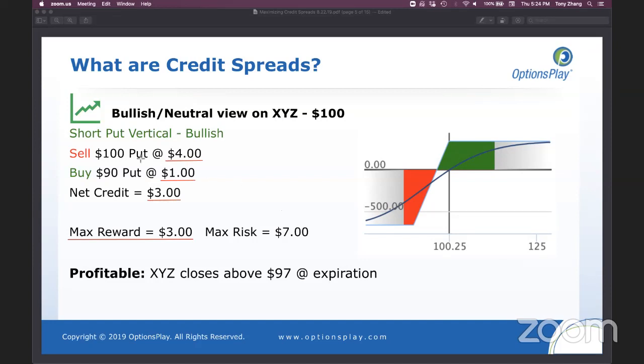The max risk is the difference between the two strikes. So the difference between the 100 strike put and the $90 put is $10, minus the $3 that I receive on the income. So the difference between the $10 and the $3 is my max risk, the $7. So that's how you calculate risk and reward. On any vertical spread, the distance between the two strikes is the opportunity. Whatever your max reward is, the rest of it is going to be your max risk. So it doesn't matter whether you're trading a debit or a credit, that math works exactly the same way.